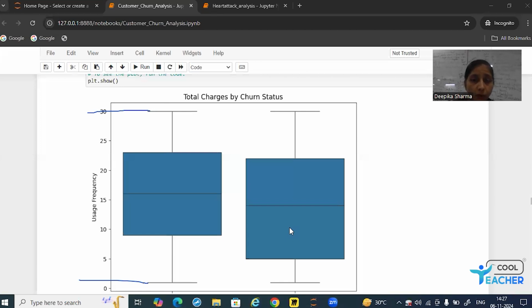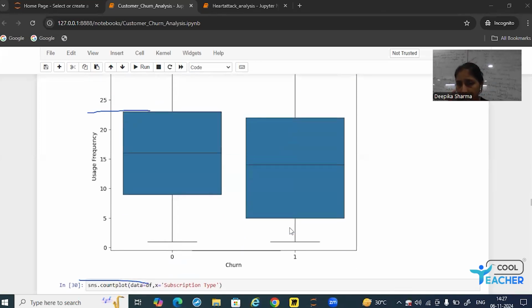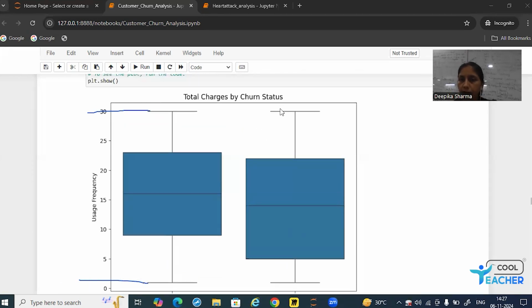So for those people also, the average use of the particular product is basically 30. So it means nearby 30 months the particular product has been used, and after that the customer has left that product.